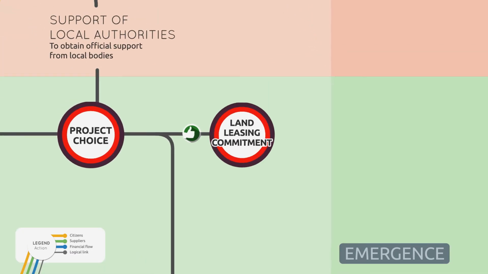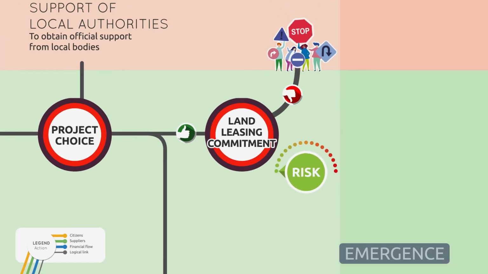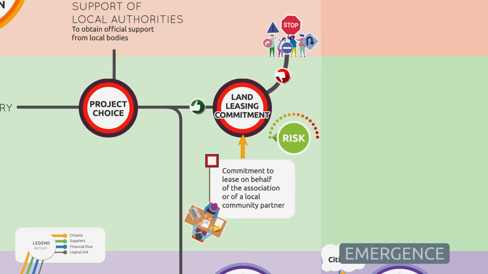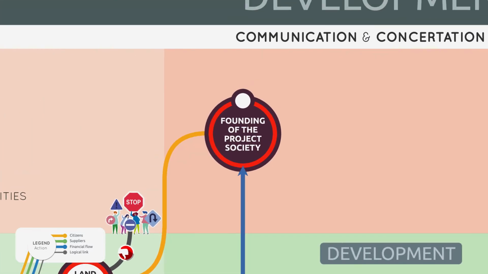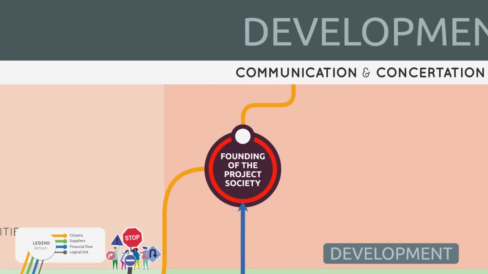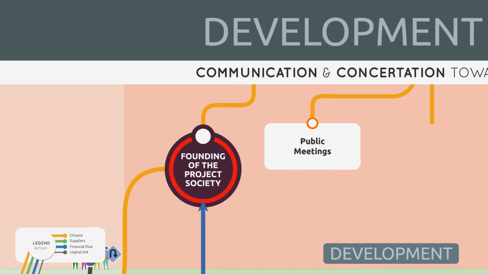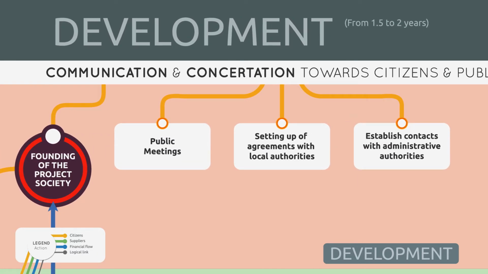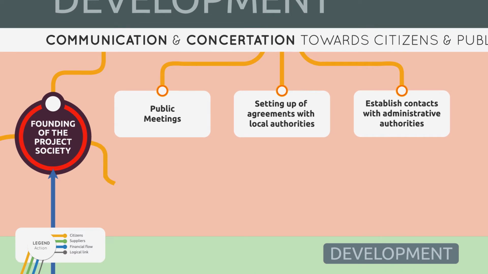The land leasing commitment is a legal agreement on behalf of the association or of a local community partner. It sets out the obligations of the parties involved during the period of the lease and so provides useful legal protection to everyone concerned. This will progress into the founding of the project society. Strong communication and consultation towards citizens and public bodies are significant. Group activities that are advised to complete are public meetings, setting up an agreement with local authorities, and establishing contacts with administrative authorities.